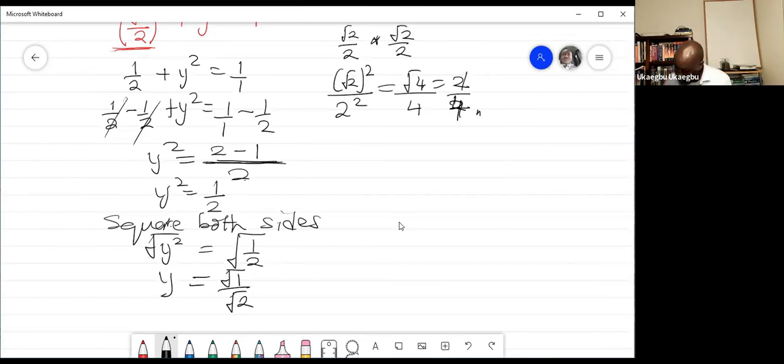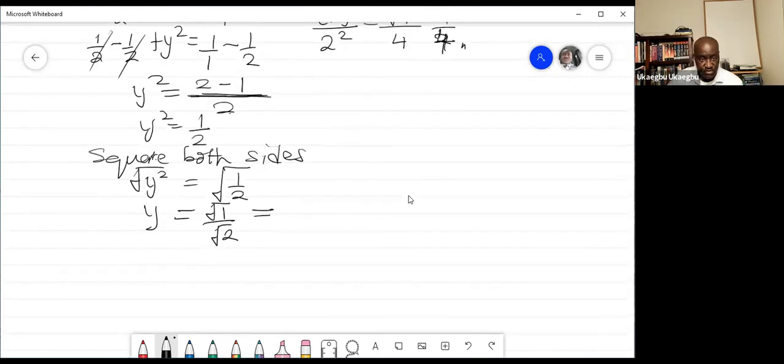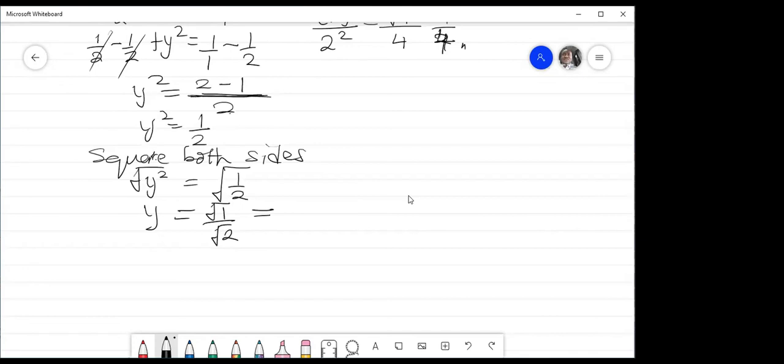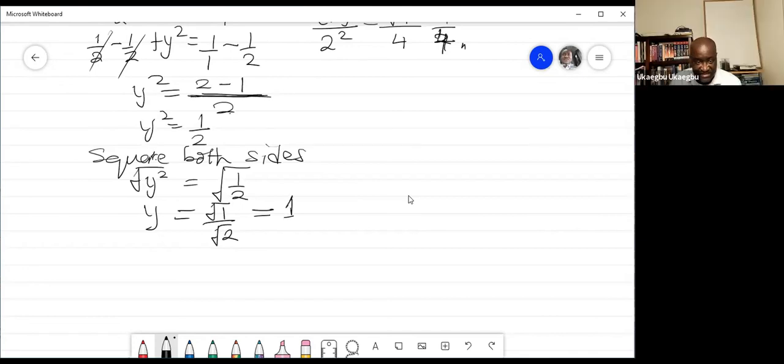Okay, so let's continue. So what's square root of 1? You can use your calculator. It's 1, ladies and gentlemen. Let's move a little bit faster. Square root of 1 is 1. And then square root of 2. So at this point, we have to rationalize the denominator.